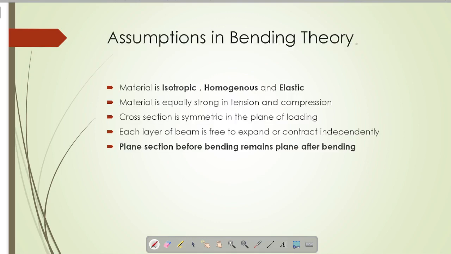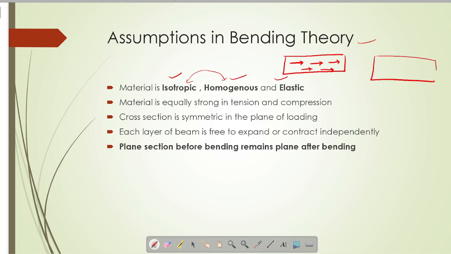Now, coming to the assumptions in bending theory, the first assumption is that the material is isotropic, homogeneous and elastic. In brief, let's know what homogeneous and isotropic material is. Homogeneous material is the material which has the same properties in a particular direction at every point. Whereas isotropic material is one where, if we consider a particular point in the material, at every direction it has the same properties. Like at this particular point, at every direction it has the same property.